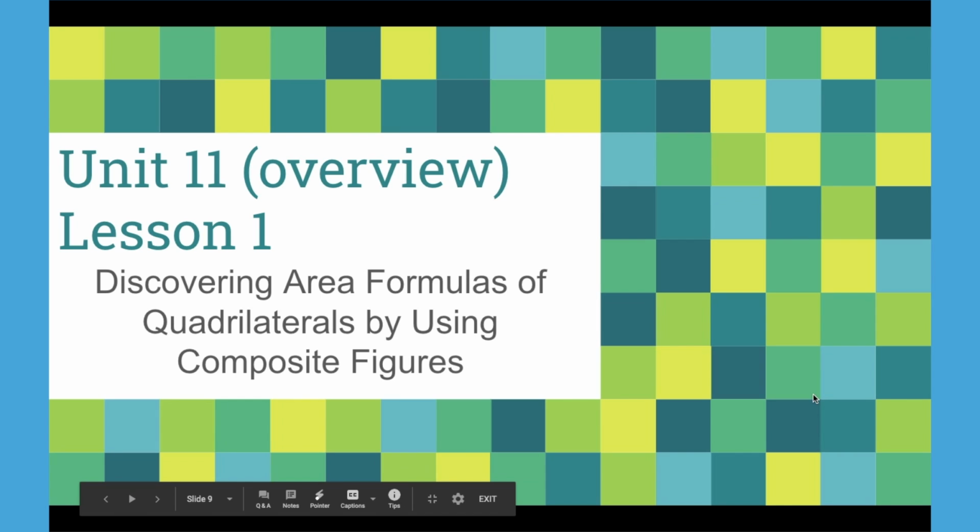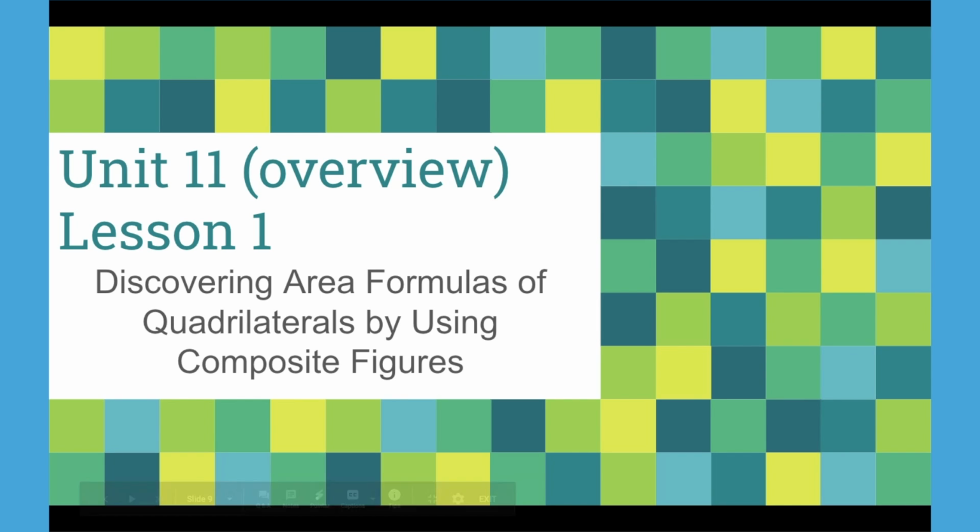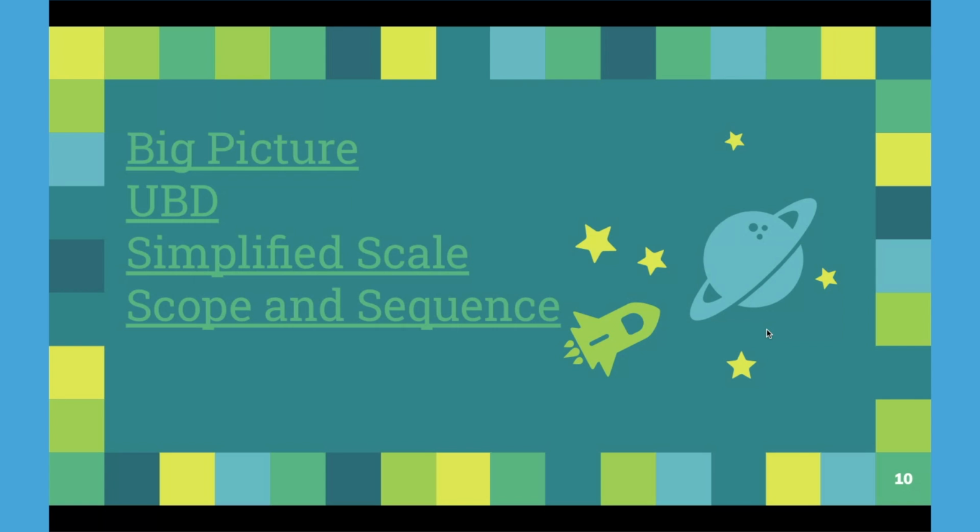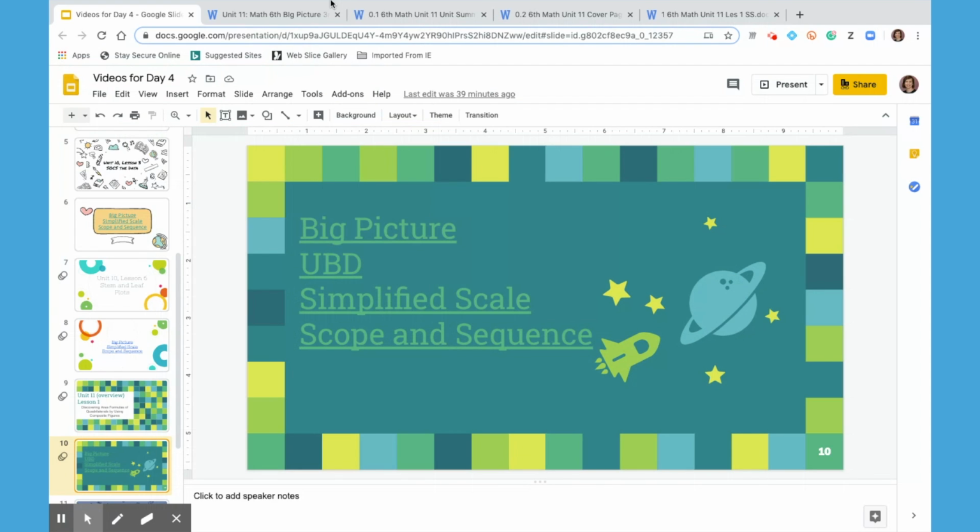Now we're moving on to geometry. Unit 11, Lesson 1. This is going to be an overview for Unit 11 and also an introduction to Unit 1, discovering area formulas of quadrilaterals by using composite figures. Since this is a new unit, we'll look at the big picture, the UBD, the simplified scale, and the scope and sequence. Let's get started.